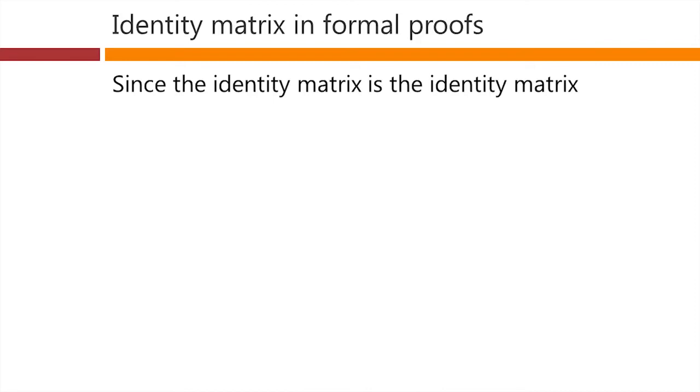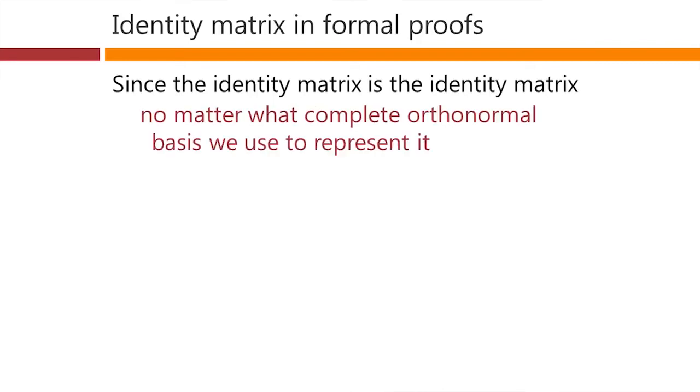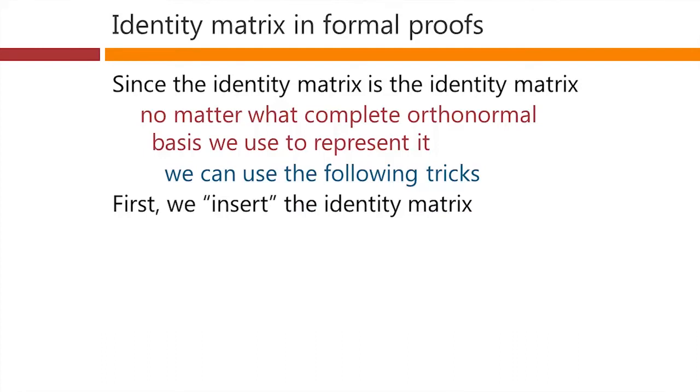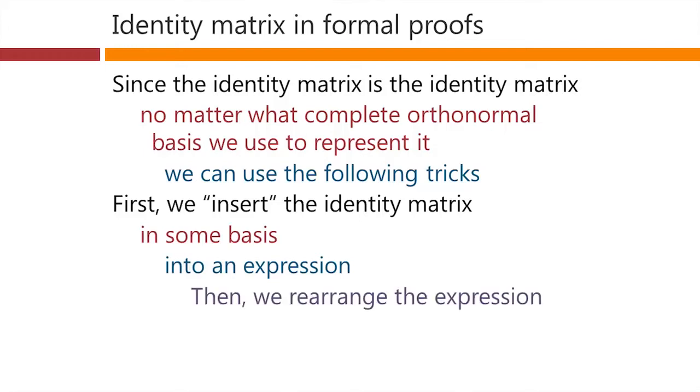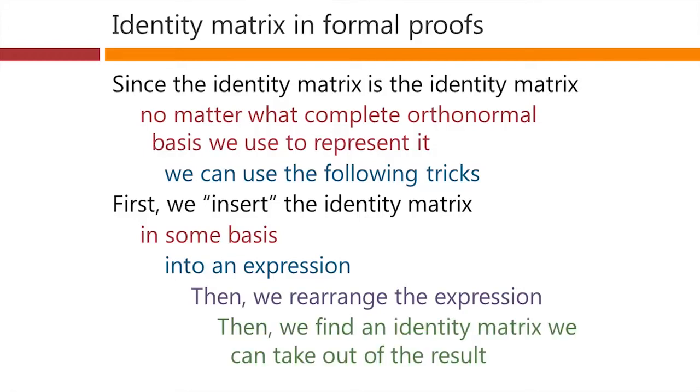Since the identity matrix is the identity matrix, no matter what complete orthonormal basis we use to represent it, we can use the following algebraic tricks. First, in some proof, we're going to be able simply to insert the identity matrix in some basis that we like into an expression, because it doesn't do anything. Then we can rearrange the expression and find another identity matrix buried in there, and we can take out that result. And quite often, this is a very useful trick to do and enables us to conclude all sorts of interesting things.